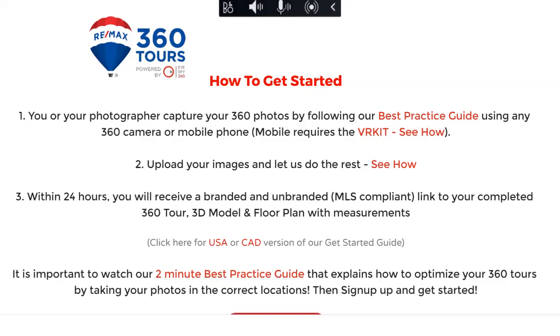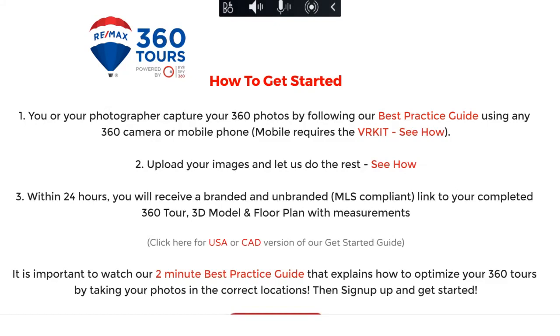Then you upload your images, which of course the how-to guide will show you. And within 24 hours, you are going to get back a branded and an unbranded link to your completed 3D tours, the 3D home model, and floor plans with measurements. The reason you'll get two versions is so that any MLS that doesn't allow branded photos or links will still be able to be utilized by using the unbranded package.